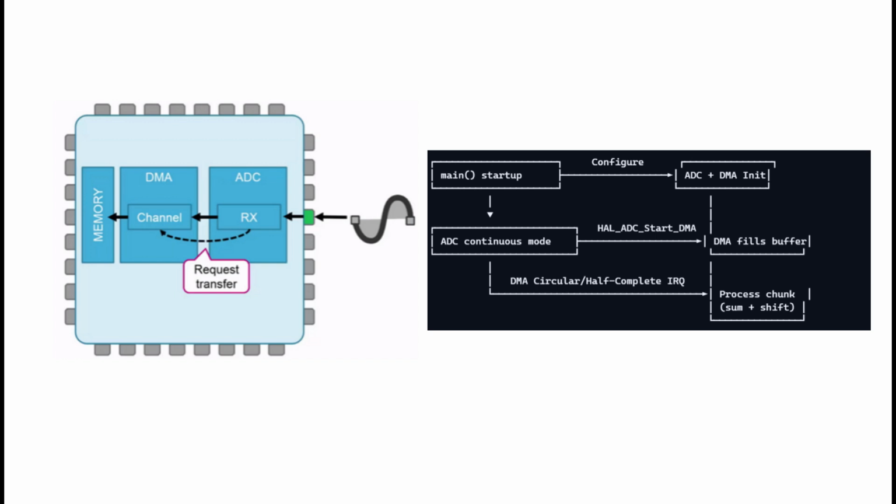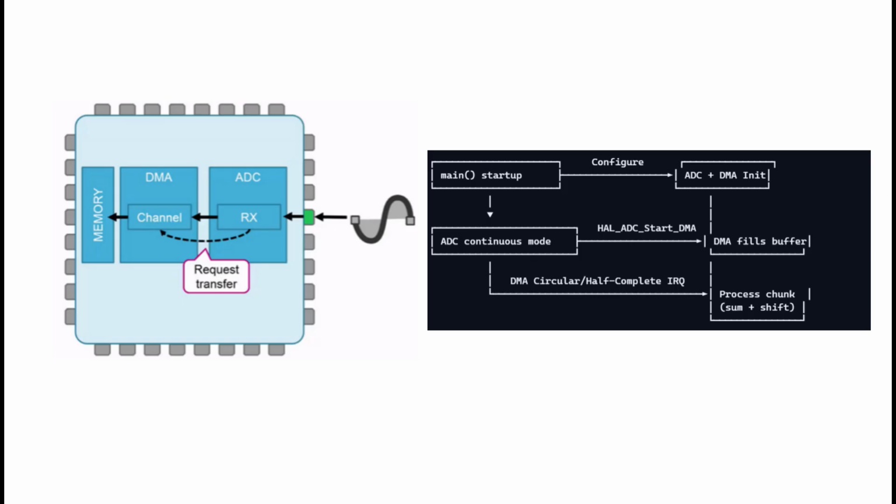The DMA controller will typically generate an interrupt when it completes a full transfer, fills the buffer, and often also when it completes a half transfer, fills half the buffer. Half and full interrupts. Why half? The half transfer interrupt, HAL_ADC_ConvHalfCpltCallback, is useful for reducing latency. You can start processing the first half of the buffer as soon as it's ready, while the DMA continues filling the second half in the background.